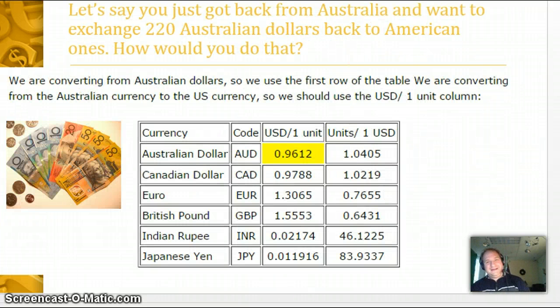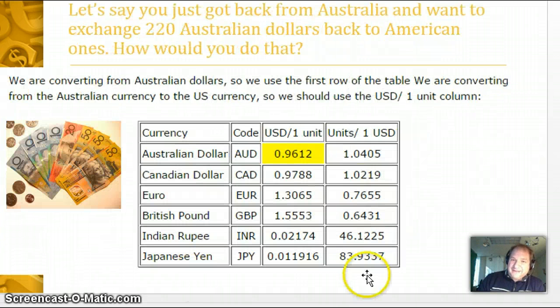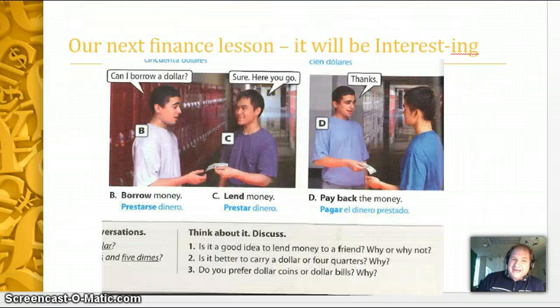We'll work that out. So let's say you got back from Australia. You want to exchange $220. 220 times 0.96, whereas here, 500 times that will give you the answer. Just convert that and you got it.